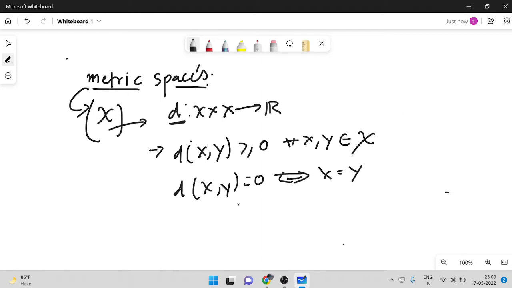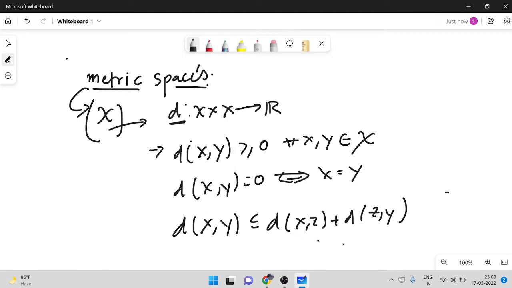and distance of x comma y should be less than or equal to distance of x comma z plus distance of z comma y for all x, y and z belonging to the space. So once you have a set and you have a notion of distance d, then this is called a metric space.